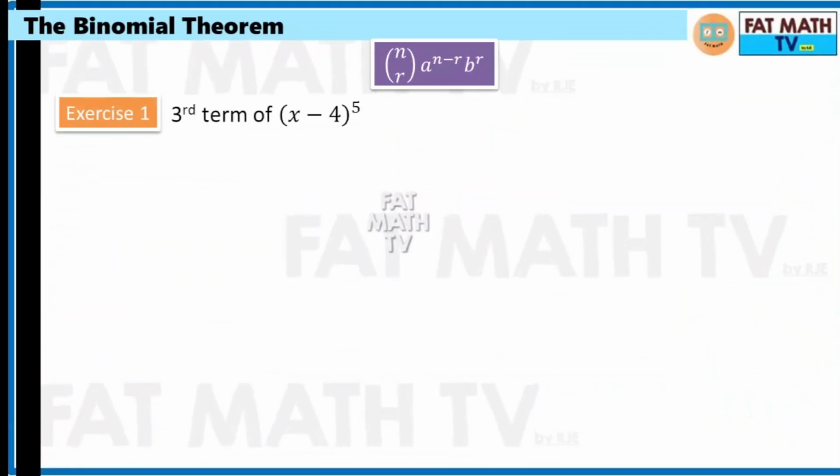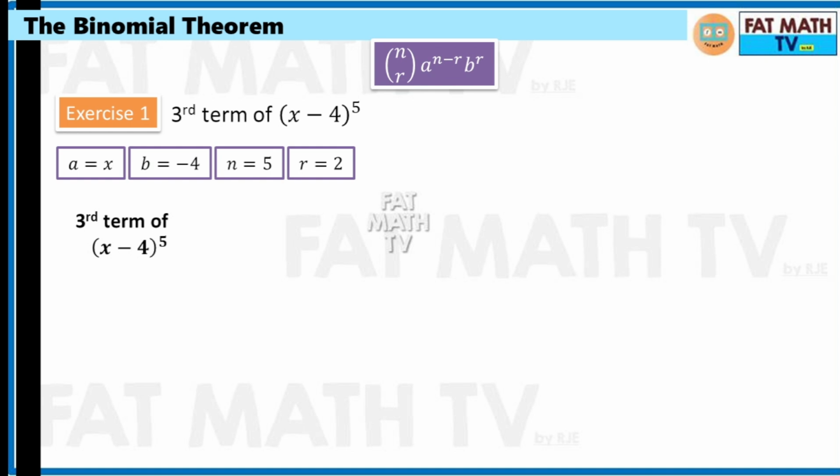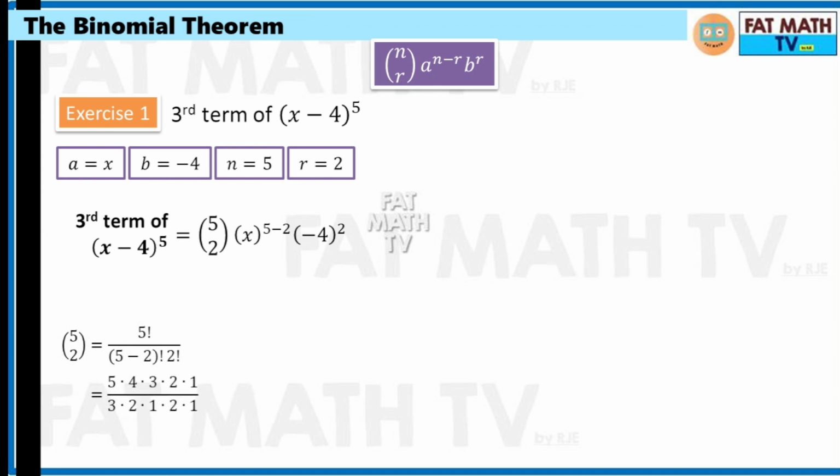Okay, here are the answers. So for the third term, you have a equals x, b equals negative 4, n equals 5, r equals 2. So the third term is n choose r, 5 choose 2, x raised to 5 minus 2 times negative 4 raised to 2. 5 choose 2 is 5 factorial over 5 minus 2, that's 3 factorial, times 2 factorial. You can cancel this, and then 20 divided by 2 is 10. So 5 choose 2 is 10.